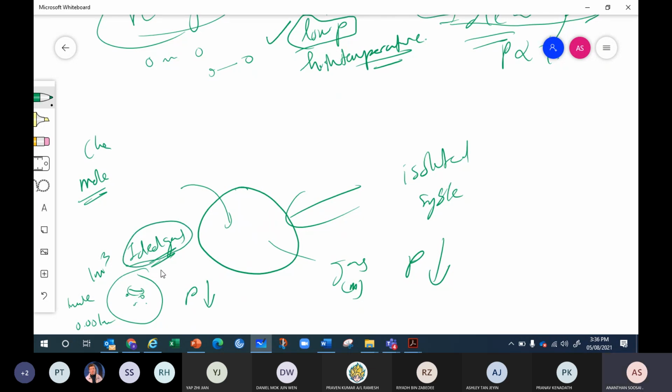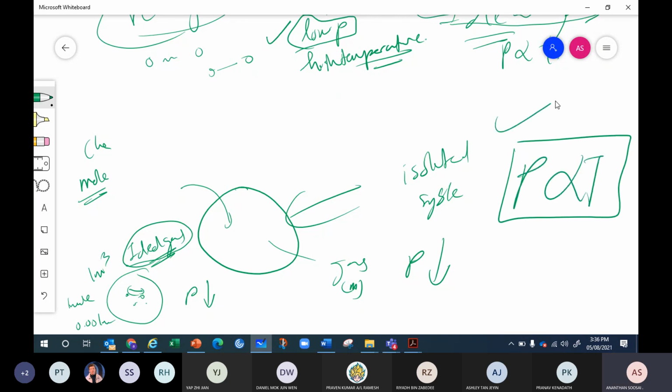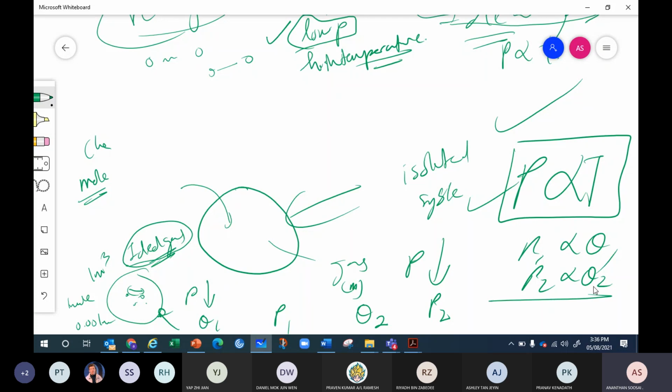Then if it's an ideal gas, pressure is going to be directly proportional to temperature. So you heat the gas to theta 1, and it gives you a certain pressure P1. When you heat the gas to theta 2, the pressure becomes P2. Then we can conclude P is proportional to temperature. So P1 is proportional to theta 1, and P2 is proportional to theta 2. So for a different pressure, we can get the temperature, because the gas follows pressure proportional to temperature.